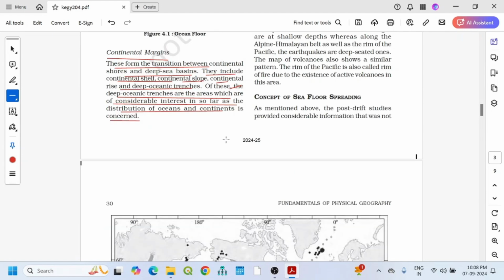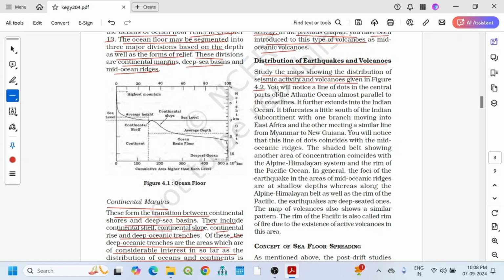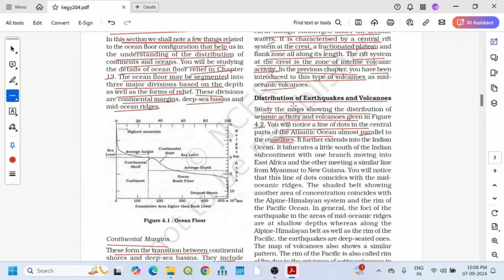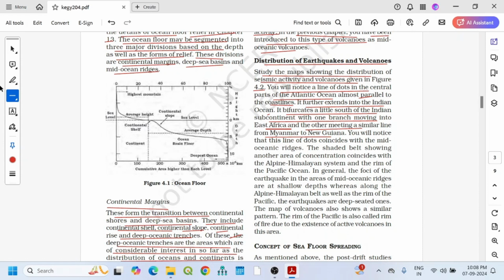Okay, so we will notice a line of dots in the central parts of the Atlantic Ocean almost parallel to the coastline. It further extends into the Indian Ocean. It bifurcates a little south of the Indian subcontinent with one branch moving into East Africa and the other meeting a similar line from Myanmar to New Guinea. We will notice that this line of dots coincides with the mid-oceanic ridges.